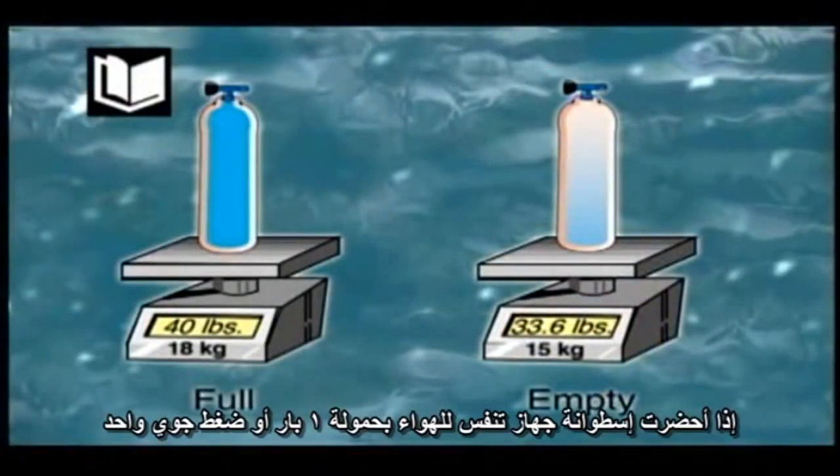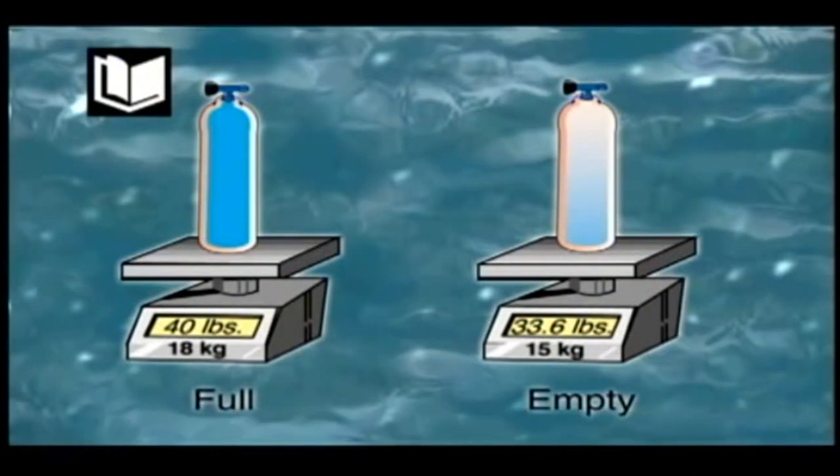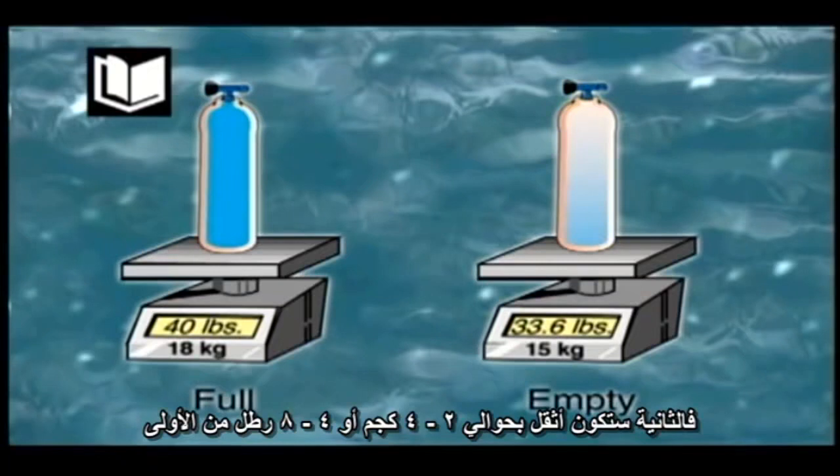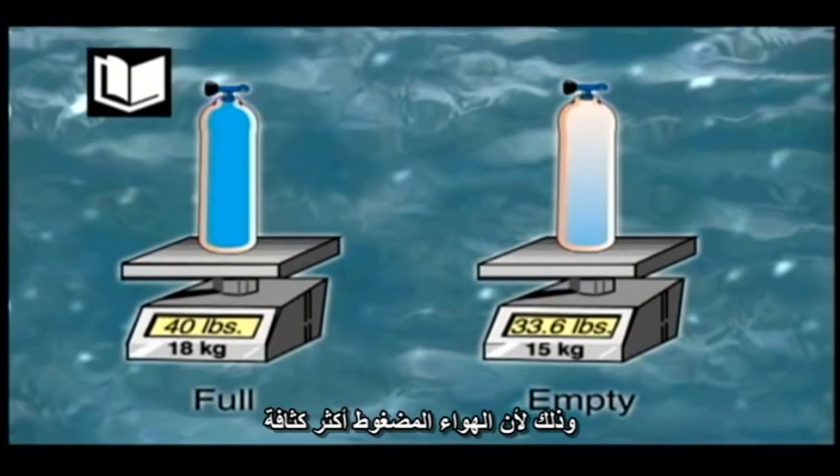If you pick up one scuba cylinder with air in it at 1 bar or 1 atmosphere and another just like it filled with air to its rated pressure, the second is about 2 to 4 kilograms or 4 to 8 pounds heavier than the first. This is because the compressed air is more dense.